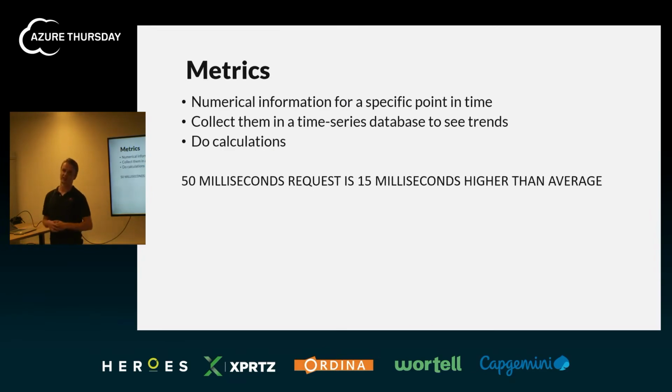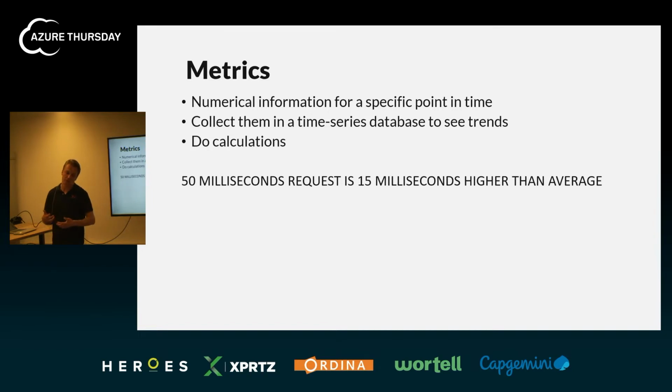So what are metrics exactly? Maybe it's familiar, maybe not, but it's numerical information for a specific point in time. The nice thing about this is you can see trends over time. It's a time series, based on a time series database, so you can see how it's going with your system over time, and you can do calculations with them. So, for example, 50 milliseconds requests is 15 milliseconds higher than average. That's something you can detect using metrics.